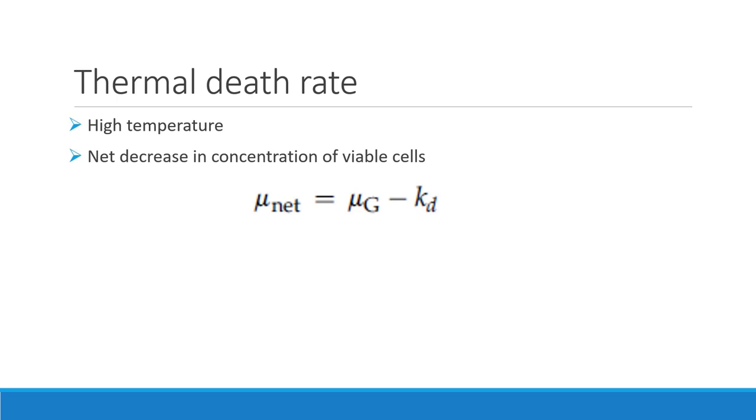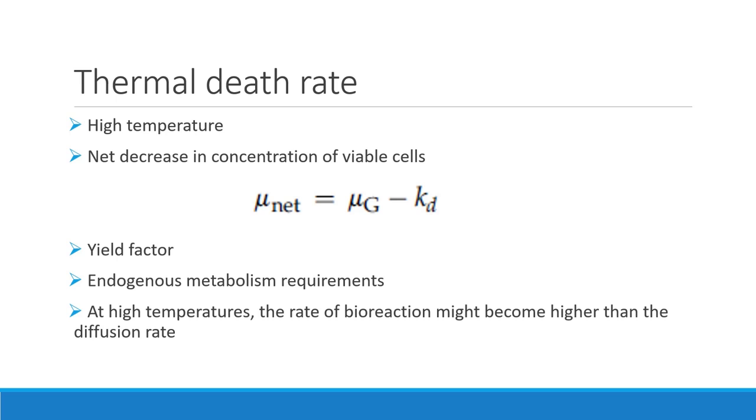Temperature also affects product formation. However, the temperature optimum for growth and product formation may be different. The yield factor is also affected by temperature due to the change in the endogenous metabolism requirements. An increase in temperature at high temperatures results in a decrease in yield factor. When temperature is increased above the optimum temperature, the maintenance or endogenous metabolism requirements of the cells will increase.